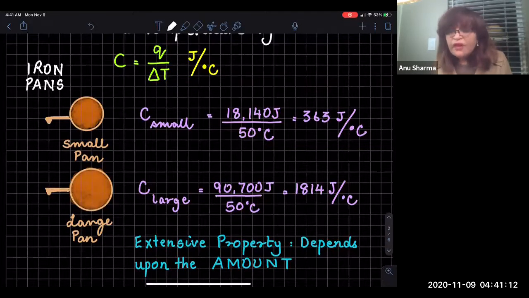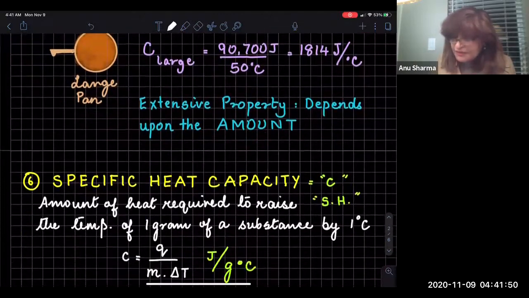Let us say the change in temperature is 50 degrees Celsius. The first one, a smaller can, absorbed 18,140 joules of heat. So the heat capacity of the smaller can comes out to be 363 joules per degree Celsius. On the other hand, the larger can absorbed 90,700 joules of heat, and the change in temperature was 50 degrees Celsius. So the heat capacity of the larger can is 1,814 joules per degree Celsius. Again, this depends on the amount.